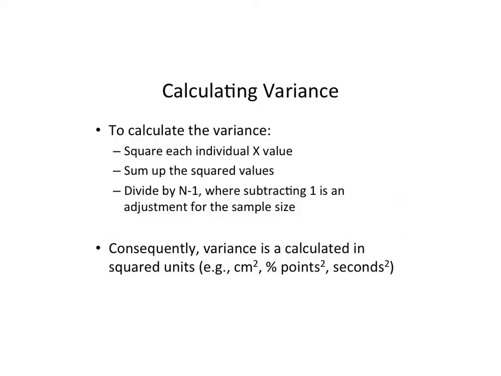So how do we calculate variance? First, as we saw before, we take the square of each x minus the mean value, not just the x value here, let me correct that. That's x minus the mean value. We take the square of that. We sum up those squared values. We divide by n minus 1, where subtracting the 1 from the sample size is an adjustment for sample size, and then we get variance. Consequently, variance is calculated in those squared units we talked about: centimeters squared, points squared, seconds squared.